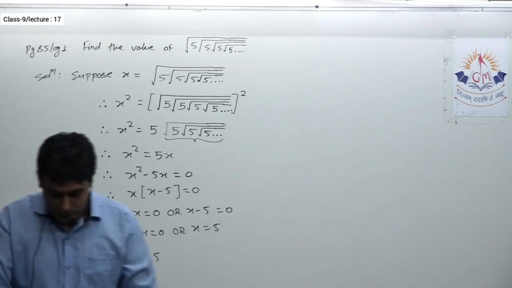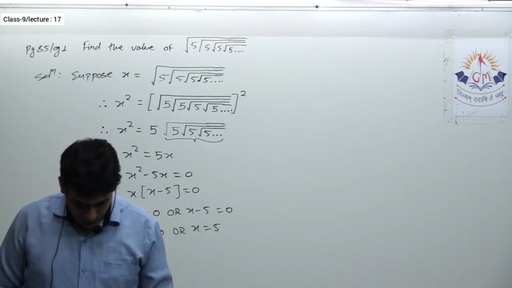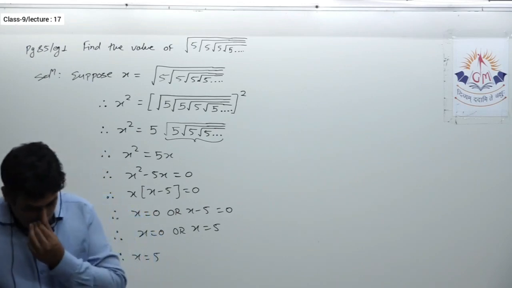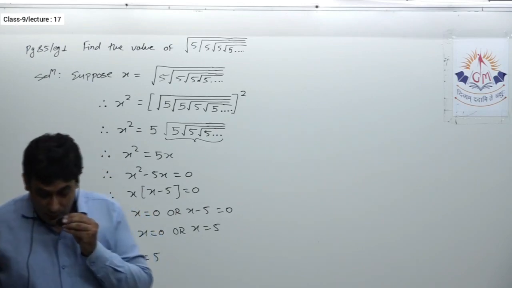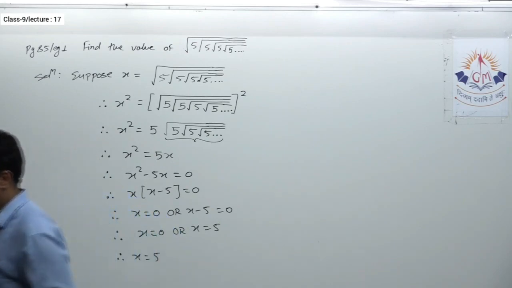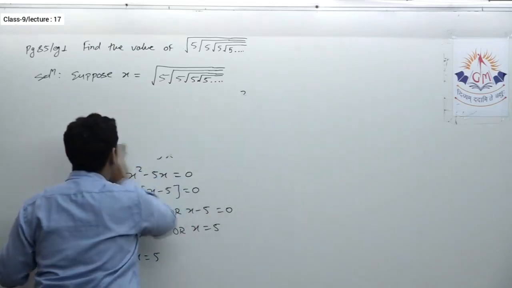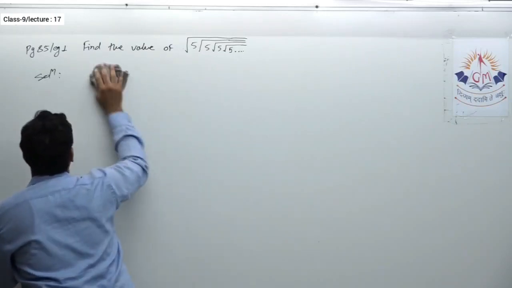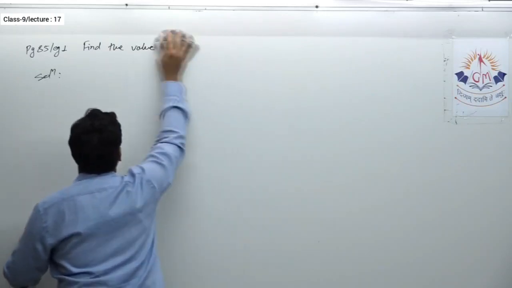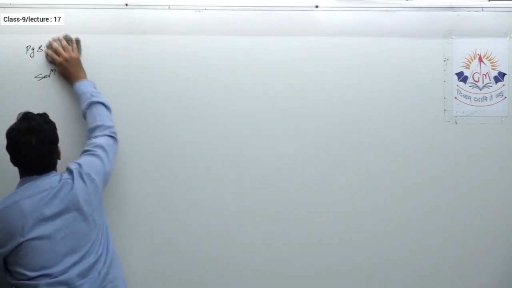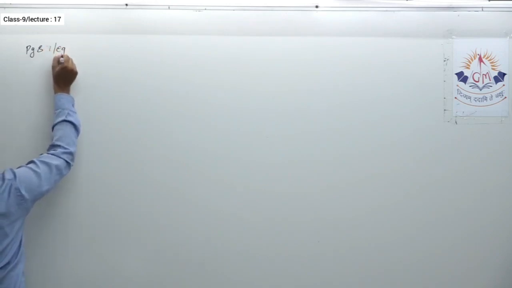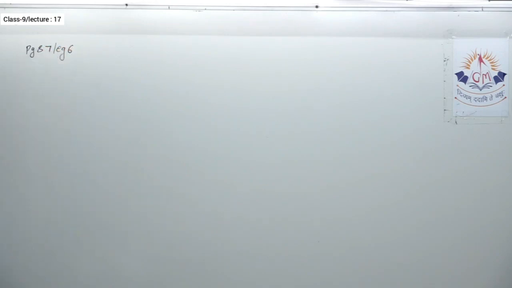Now we'll see the next question. It is example number 6, page number 87. On page number 87, example number 6, that is the next question we have to solve.